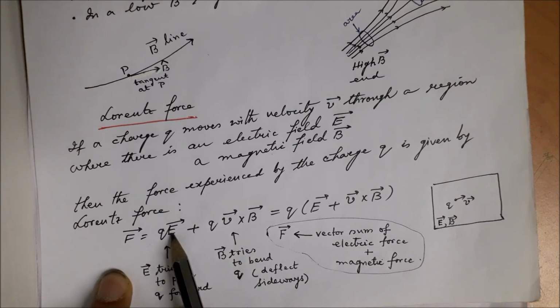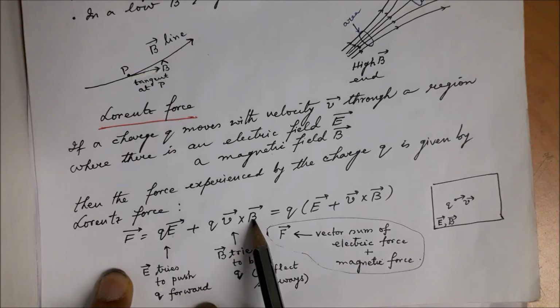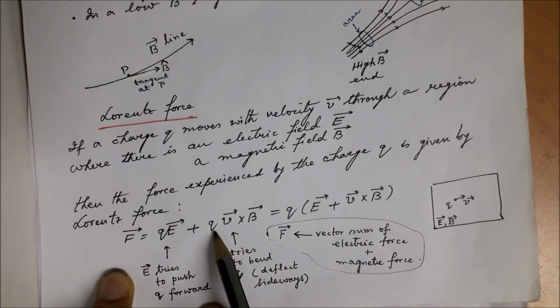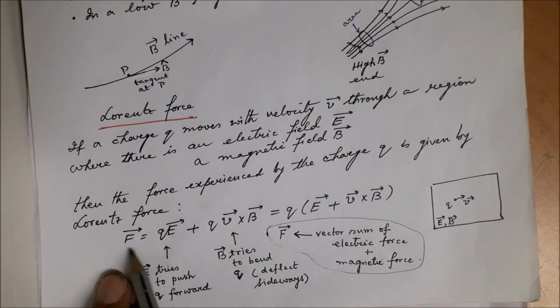Here E tries to push Q forward, but B tries to bend the charge, deflect it sideways, as we mentioned before. So this is the Lorentz force. Lorentz force has two parts. One is the Coulomb part, the other one is the magnetic Lorentz force part.